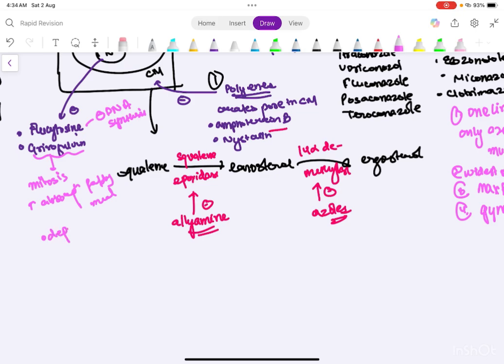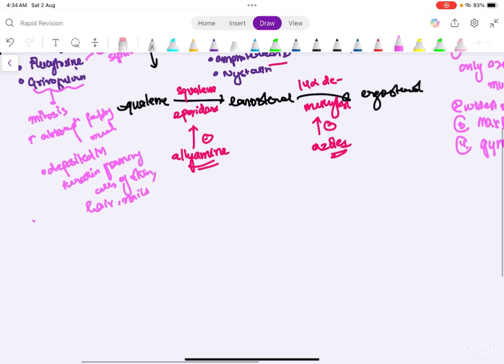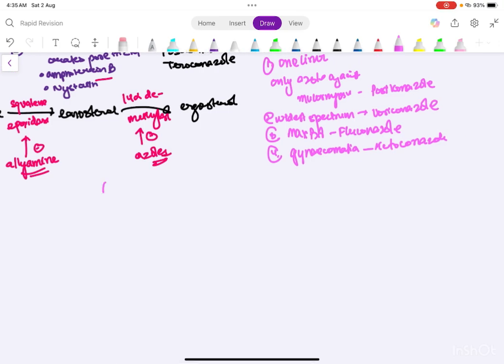Okay, and griseofulvin. Now it basically interferes with mitosis, and its absorption is increased in a fatty meal. Now it is deposited in keratin forming cells of skin, hair, nails and all. This is oral only, for dermatophytes, and it shows a disulfiram like reaction.